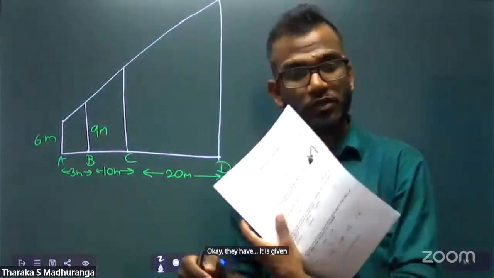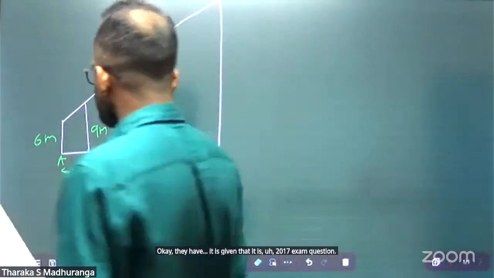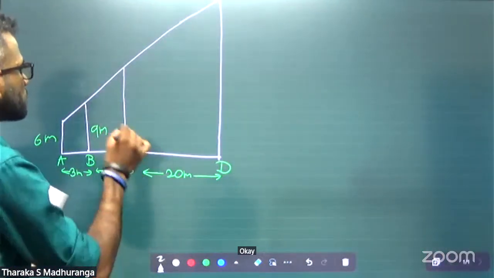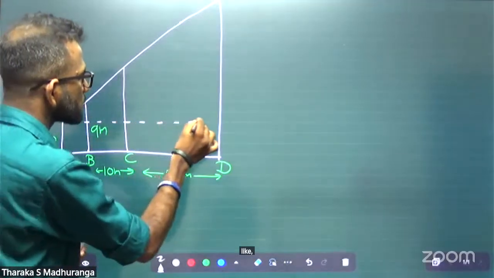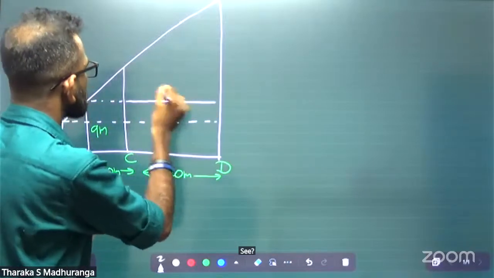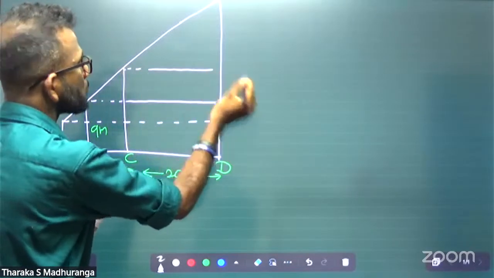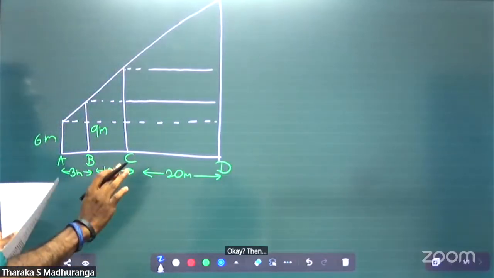It is a 2017 exam question. First of all, I can draw a dashed line like this. Then now you can do this question.